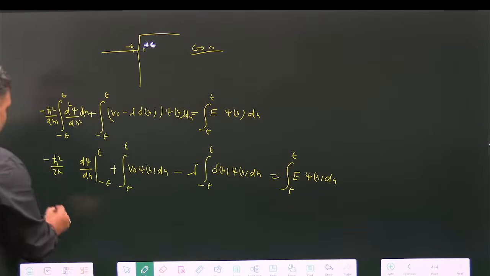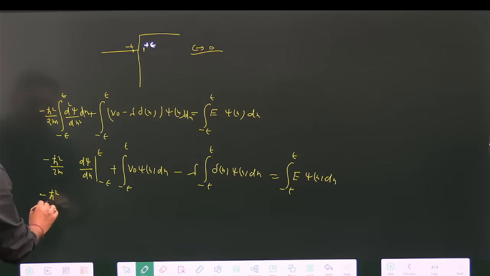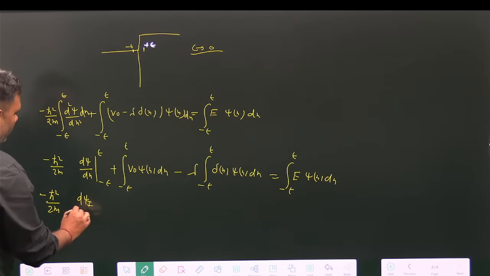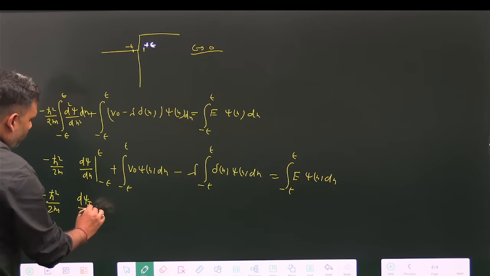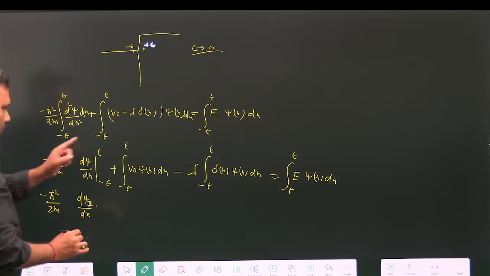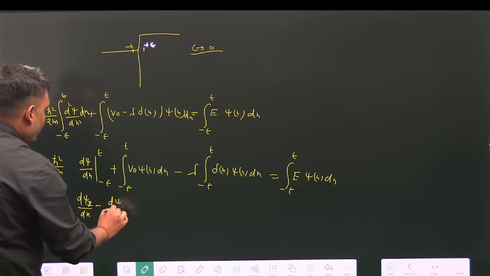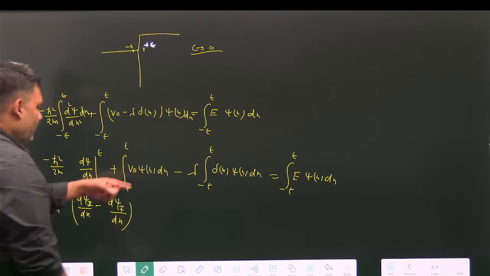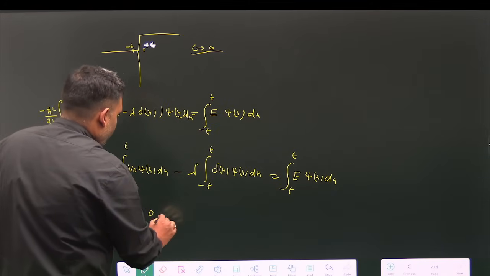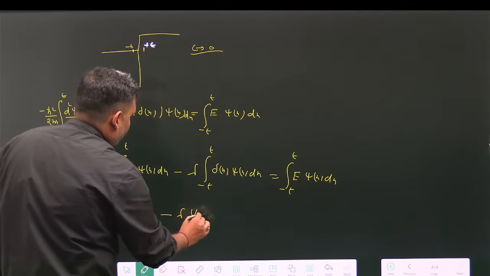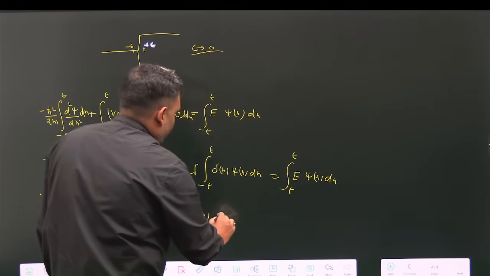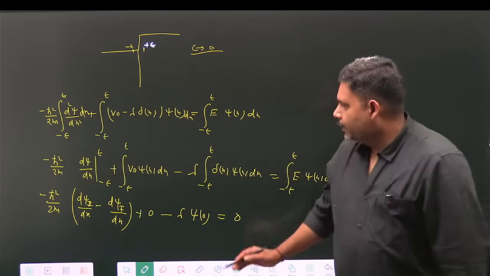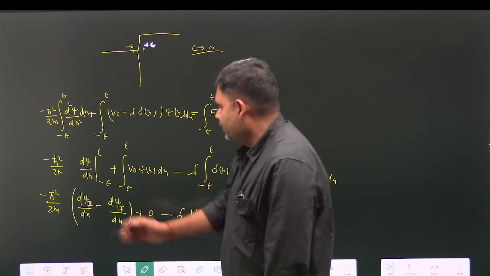So what I have, this value is minus ħ² upon 2m, and this value is dψ₁ upon dx. Sorry, this will be ψ₂ because of this one here. Now dψ₁ upon dx, and this value is 0. This value is minus λψ(0). And again, this value is 0. So now we will try to write all the equations. So this value we will write here.